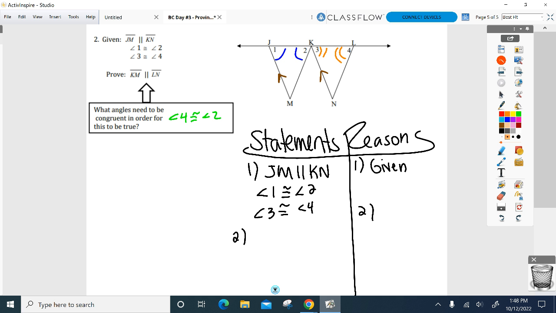Angles 1 and 3 are congruent because they are what type of angles? Corresponding. So I'm going to say, ruined it. I ruined it because this is where we start separating the group here. What's my reason going to be? What's my reason going to be why 1 and 3 are congruent?